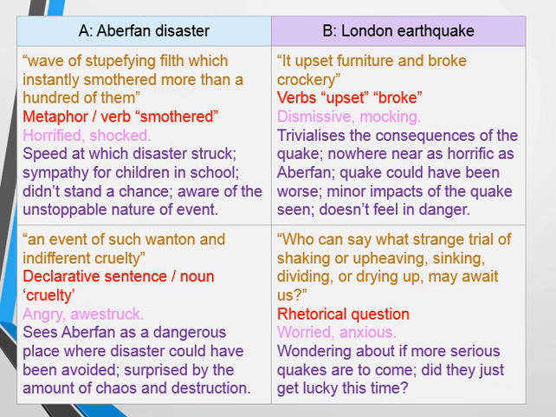Just minor impacts of the quake. They don't feel in danger, maybe. But by the time you get to the end of that extract, source B, that rhetorical question suggests that they are anxious because they don't quite know if more serious earthquakes are to come, and did they just get lucky this time. So in order to explain to the examiner and to compare properly what their attitudes are, we need to be able to say why they have the attitudes that they have.